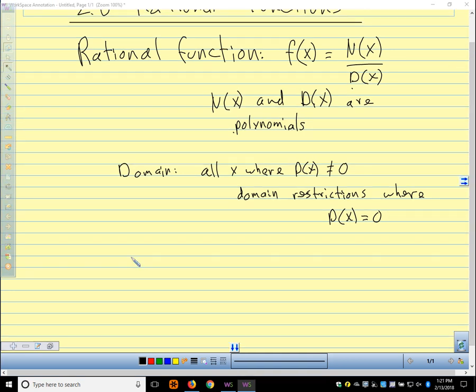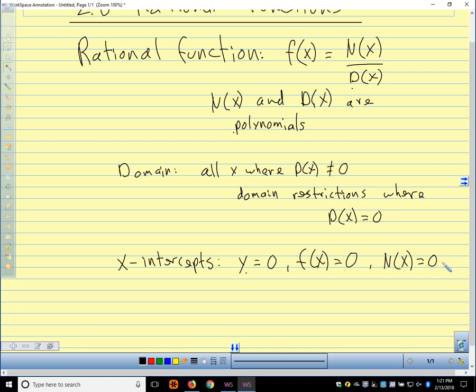We're also going to be interested in the x-intercepts. So for a function, how do we find the x-intercepts? What is true at the x-intercepts? Y is 0. So that is the same as saying f of x equals 0. And for a function that's a fraction like this, what is going to make this fraction 0? When the numerator is 0. So we're looking for where n of x equals 0.